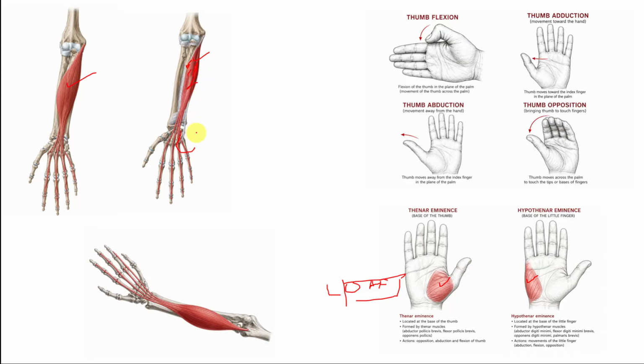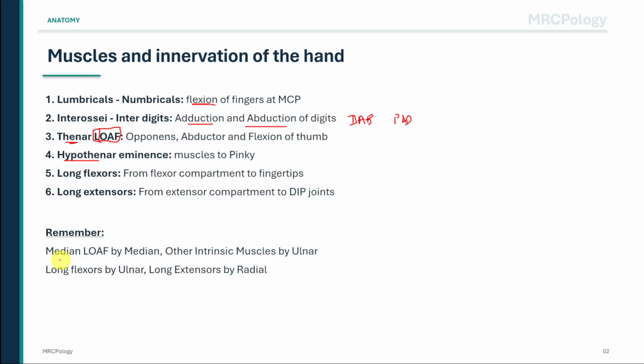The long extensors arise in the posterior forearm and are supplied mainly by the radial nerve through its posterior interosseous branch. The useful summary is that the median nerve supplies LOAF, while the ulnar nerve supplies most of the other intrinsic hand muscles. The long flexors have mixed median and ulnar innervation, while the long extensors are supplied by the radial nerve. Now consider the pathophysiology of an ulnar claw.